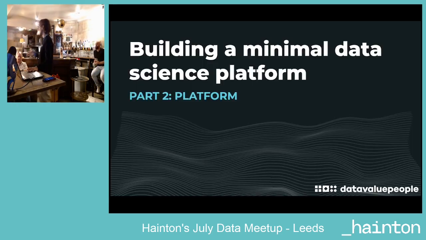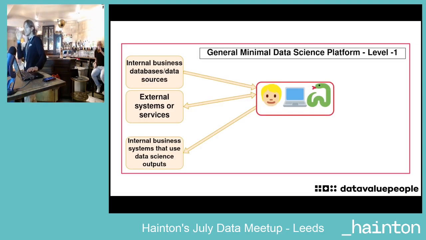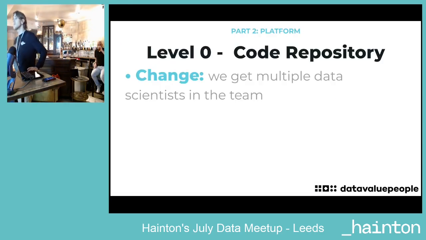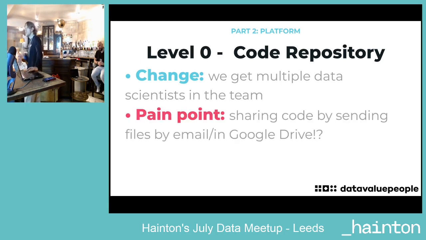Okay, so now we're onto the platform bit. So now we're into the meat of the presentation. This is where we're at, level -1, and this is our first iteration. So the change: we're going to get new data scientists in our team. We've grown to 3 data scientists, let's say. The pain point: we want to share code. How do we do that?